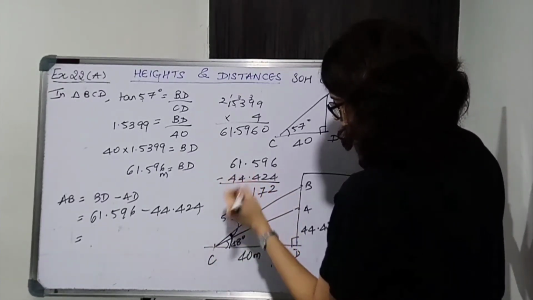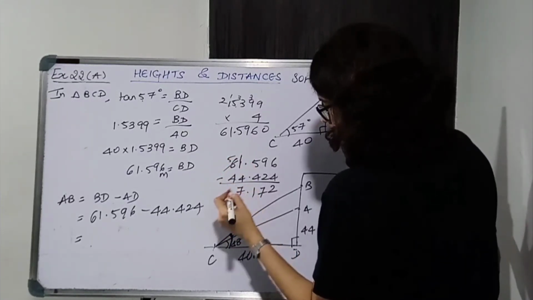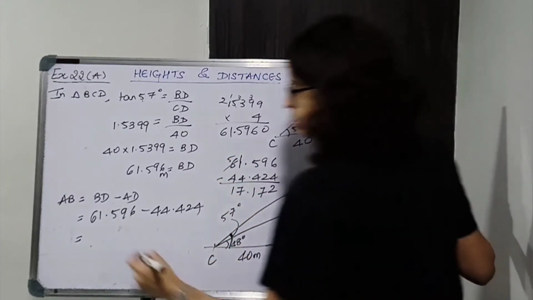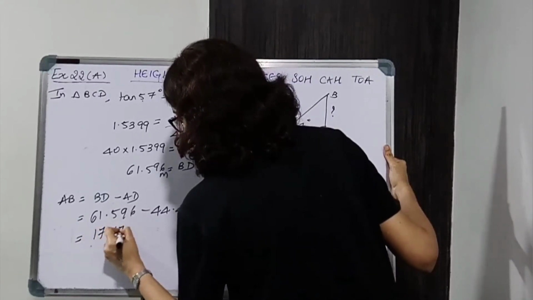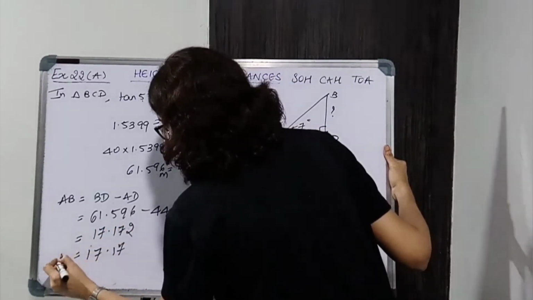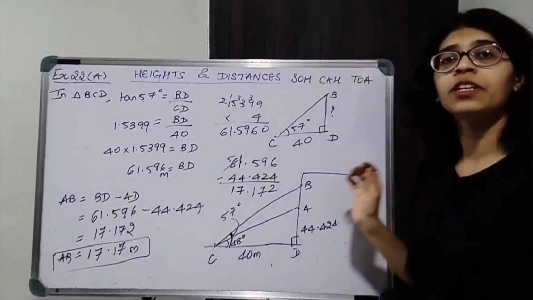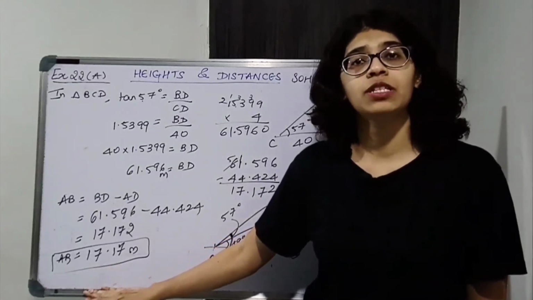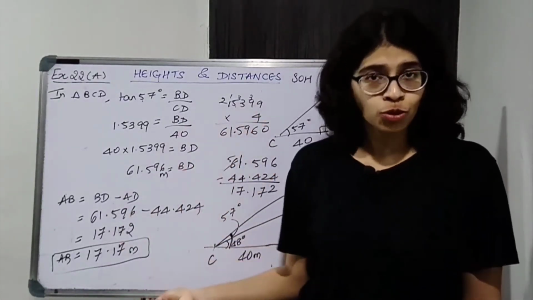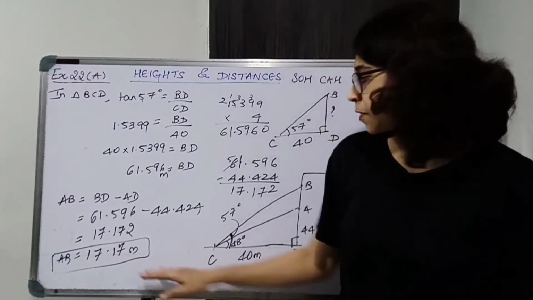This will be 17.172. So that is nothing but 17.17 meters. So you can just write down the final statement now. After this, write down the statement. The distance between the two climbers is 17.17 meters. Okay, box the answer.